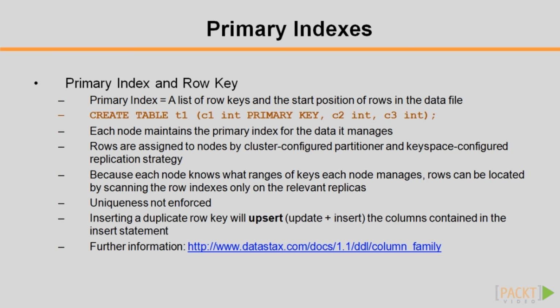Since each node knows what range of keys each node manages, rows can be located by scanning the row indexes only on the relevant replicas. However, Cassandra doesn't enforce uniqueness on primary key, which means inserting a duplicate row key will actually upsert, that is, update and insert, the columns.